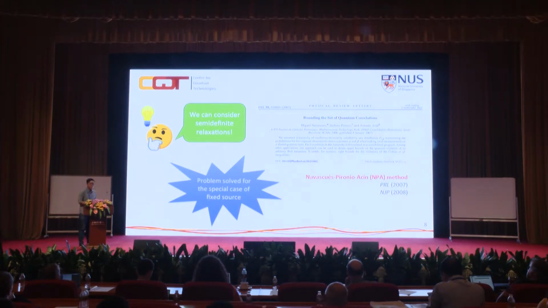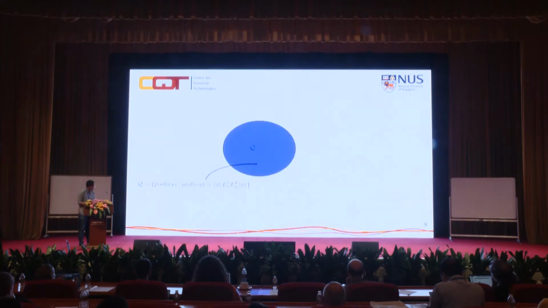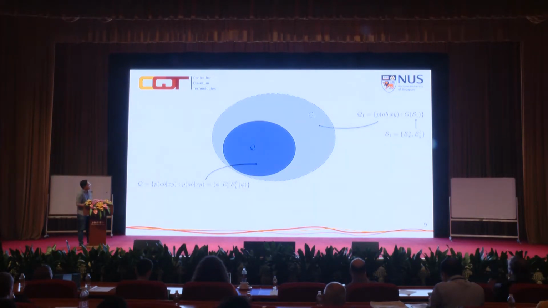So for the benefit of those who are not very familiar with the NPA method, we'll go through very quickly how this method works. So now we have the set Q, the quantum set, which is the set of behaviors allowed by quantum physics. So now we can consider a bigger set Q1, which is the set of behaviors that is consistent with the existence of some positive semi-definite matrix, which is also associated with a set of operators S1, which is the set of measurements of Alice and Bob.